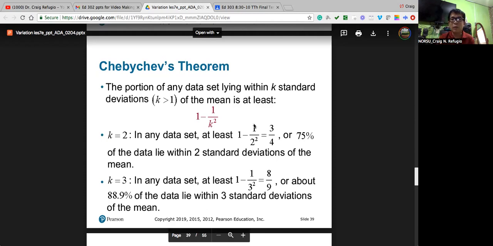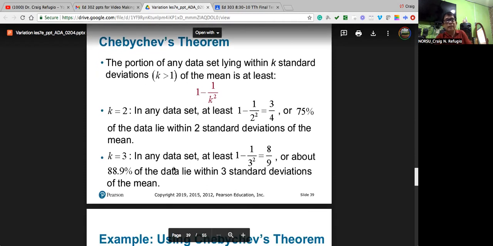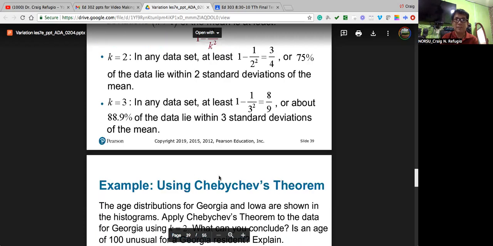Look at your basic math: 1 minus 1 over 2 squared. 2 squared is 4, so that is 1 minus 1/4, which gives you 3/4. Then K is equal to 3: in any data set, at least 1 minus 1 over 3 squared, or 8/9, or about 88.9% of the data lie within 3 standard deviations of the mean. So take note, recall your basic math, the operations of fractions.